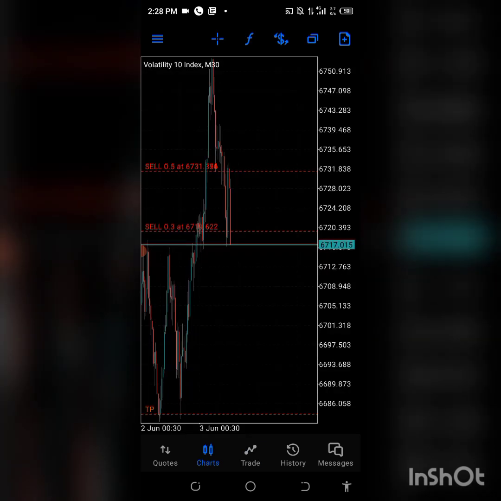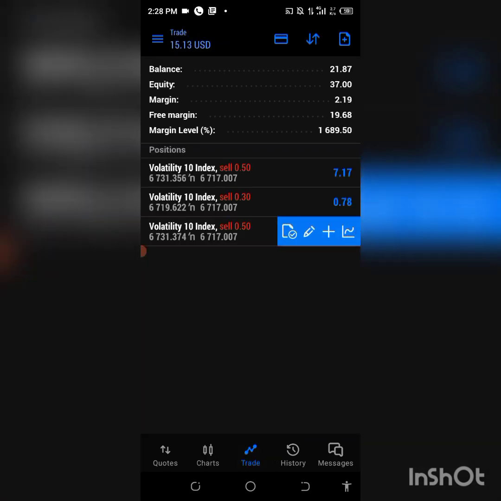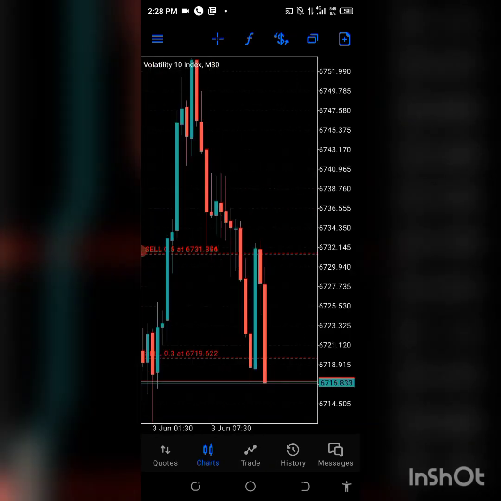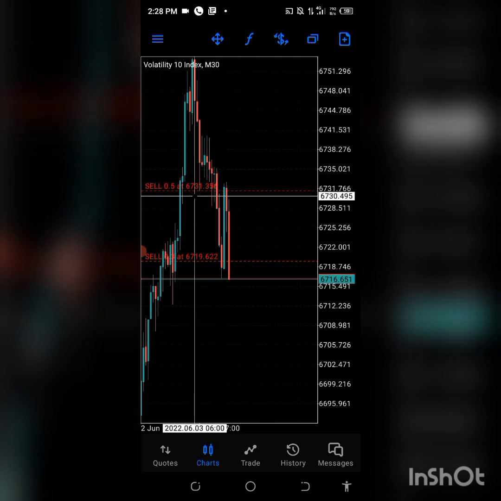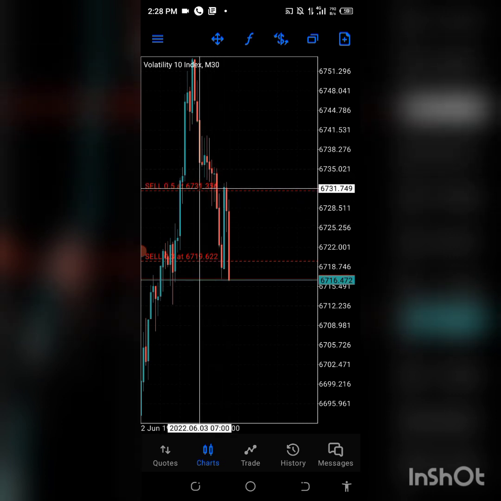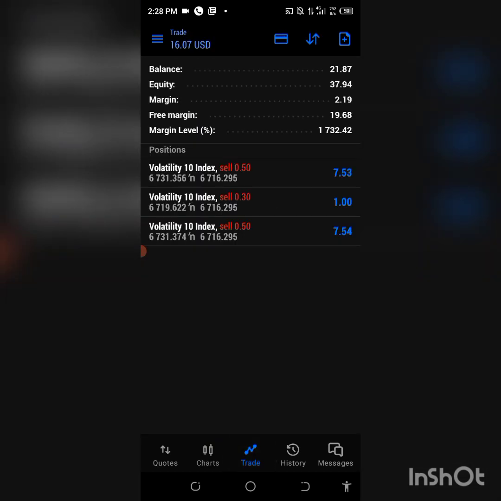This is the 10 index. I was on just one position before this guy came down. Before I saw this bullish candle, I knew there was nothing that would happen. This guy will still fall down, so I had to enter another position. I had to go in. This is what is giving me profit currently.